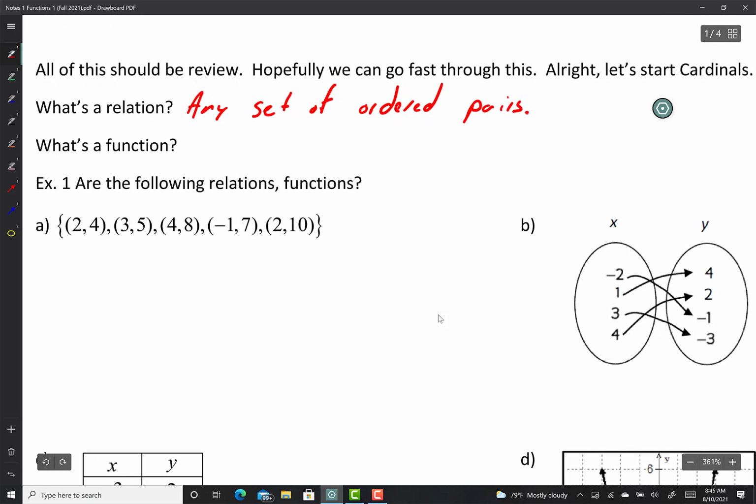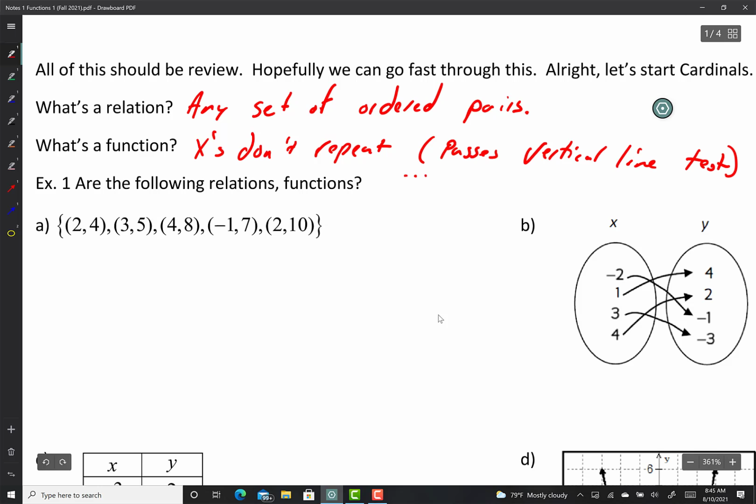And then what's a function? Yeah, you're right, where x's don't repeat. You can also say passes vertical line test. Et cetera, et cetera. There's a whole bunch. And the whole reason for that, guys, is that whenever you input something into some type of machine, you want to have a specific output. You don't want to have different outputs all the time. So that's the whole reason with x's don't repeat.